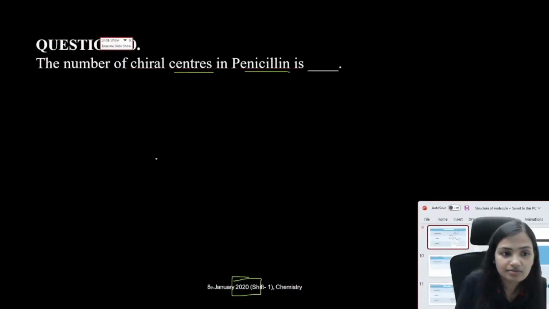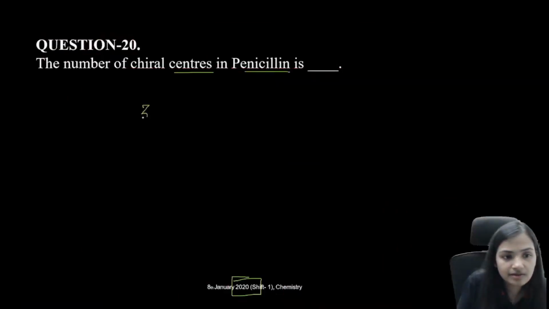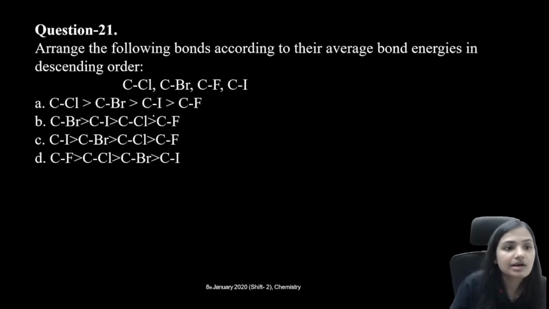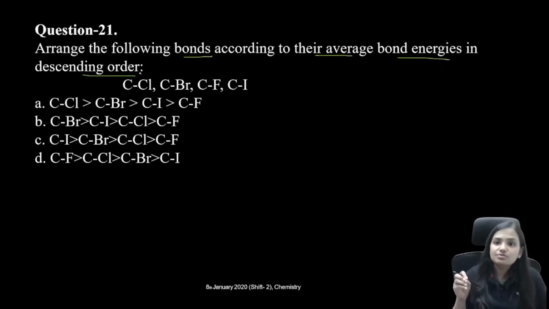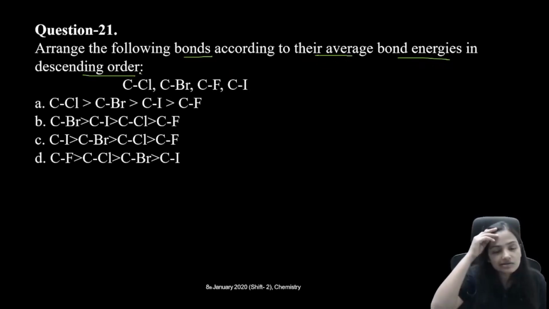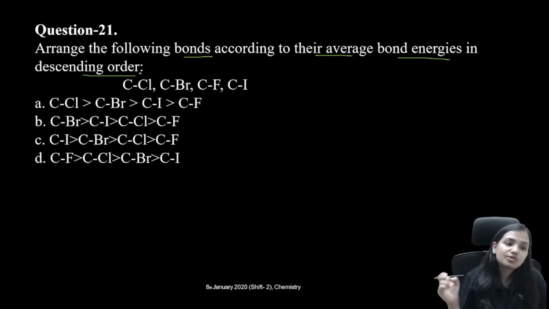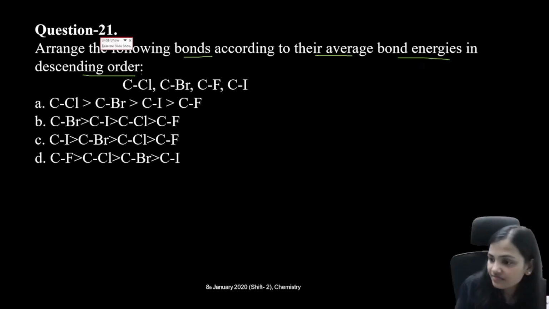and let's come to the apna wala answer. Arrange the following bonds according to their average bond energies in descending order. Means you have to arrange these bonds according to the average bond energy. Means which bond will be stronger, which bond will be weaker, depending on that. So which bond is going to be the strongest and then weaker. I think you've done this question. Very easy.